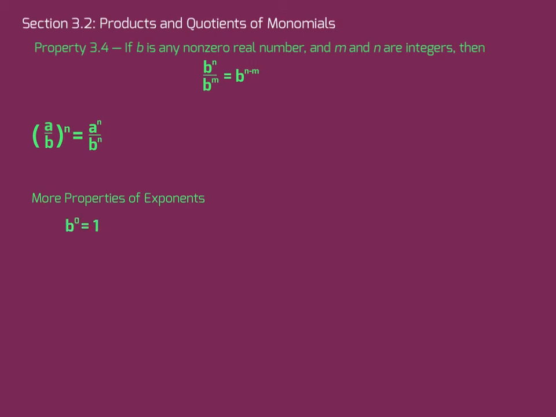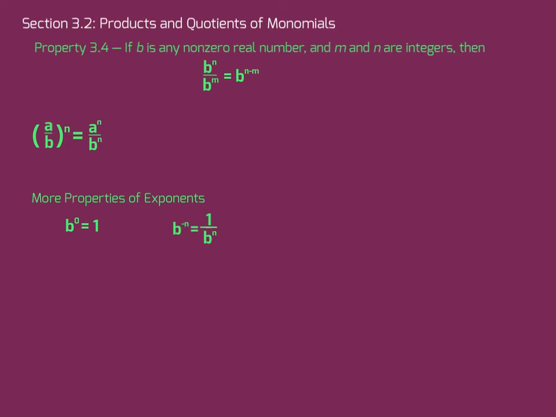The very first additional property is b to the power of 0 equals 1. Basically, any base raised to the power of 0 will always equal 1. Again, a unique proof. It's actually rather simple using one of the previous properties. See if you can figure it out.